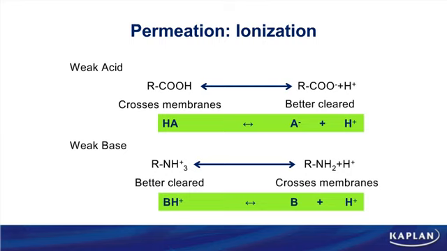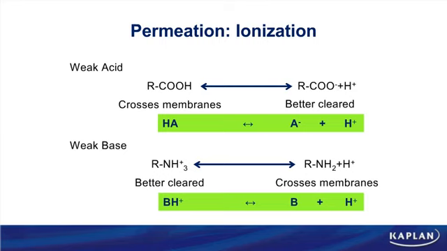A final note on this slide. The term protonated is sometimes used in test questions. Obviously, a hydrogen is a proton. If I say, what does a protonated acid look like? A protonated acid is going to be on the left side of my picture here, HA. A deprotonated acid, A-. A protonated base, BH+. A deprotonated base would be B, the non-ionized form.